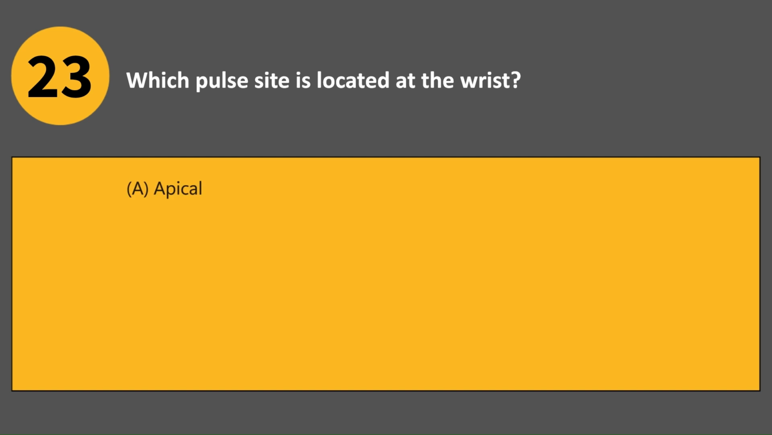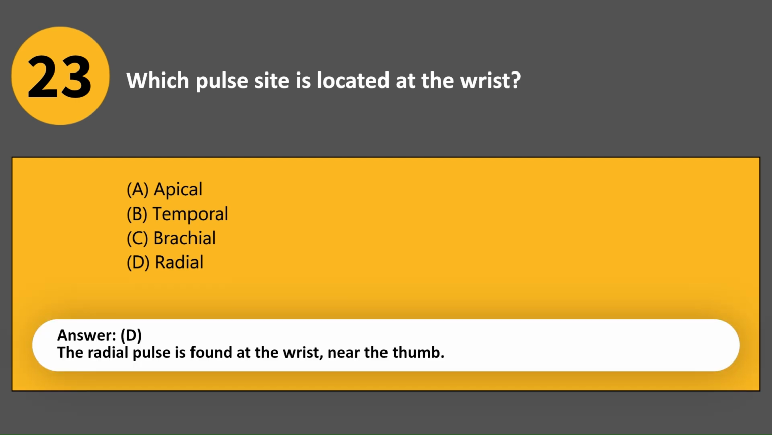Which pulse site is located at the wrist? A. Apical. B. Temporal. C. Brachial. D. Radial. Answer, D. The radial pulse is found at the wrist, near the thumb.